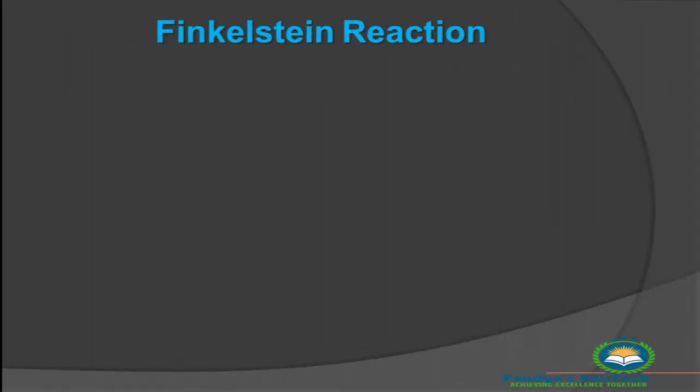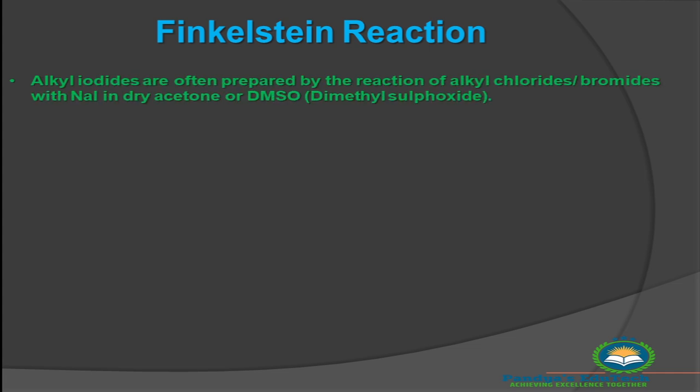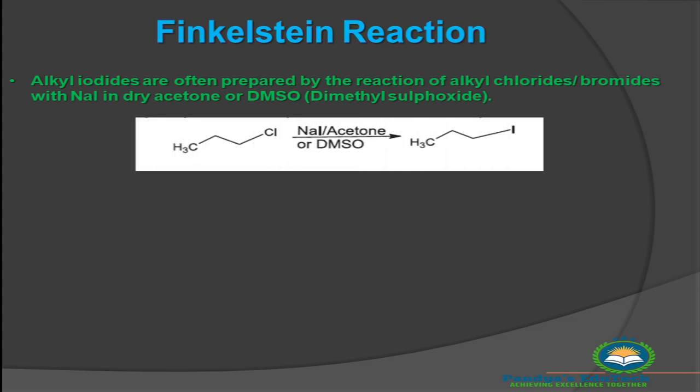Second, Finkelstein reaction. Alkyl iodides are often prepared by the reaction of alkyl chlorides or bromides with NaI, that is sodium iodide, in dry acetone, or DMSO, that is dimethyl sulfoxide. As you can see, when alkyl chlorides are reacted with NaI, that is sodium iodide, in the presence of acetone, chlorine is replaced by iodine.